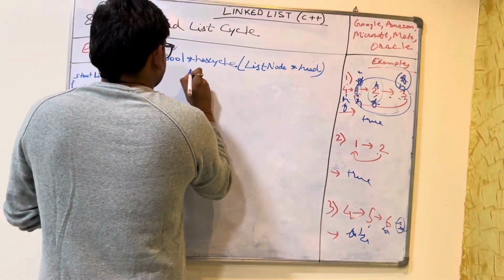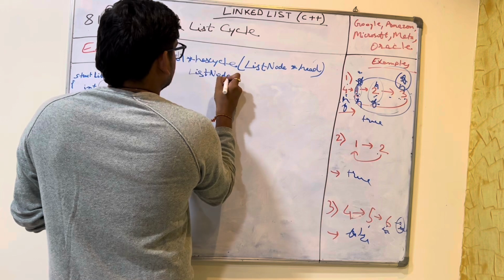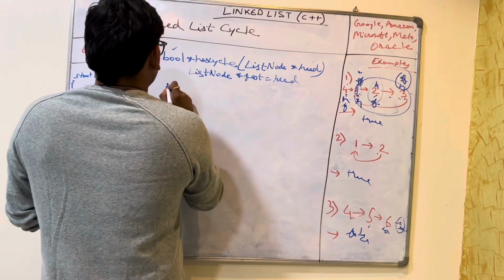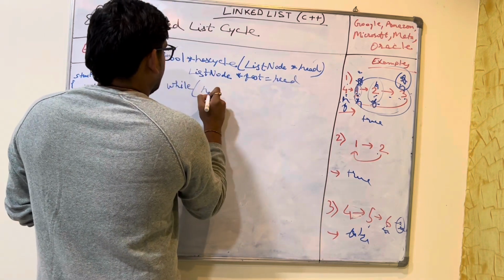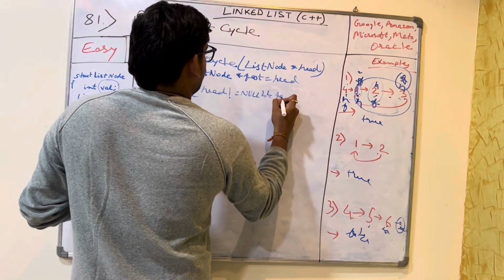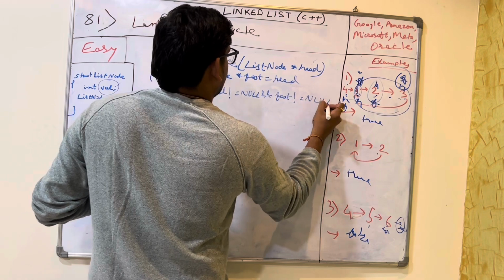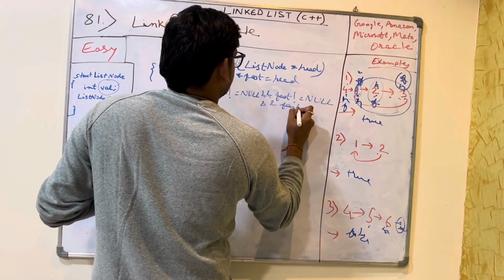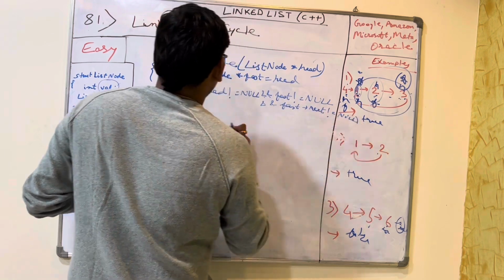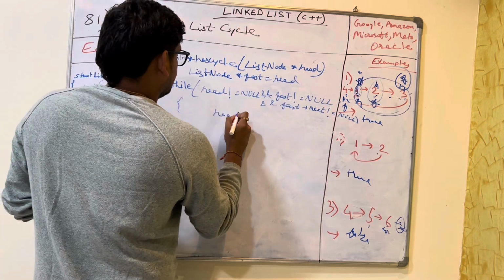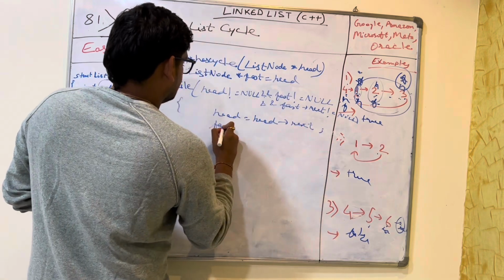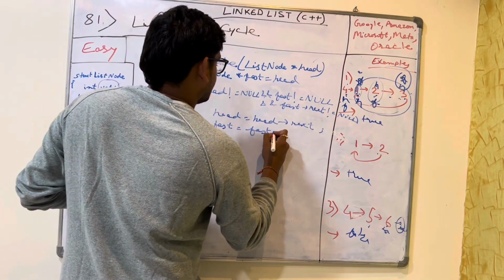So let's code it, as simple as that. ListNode fast is equal to head. Okay, so while head not equal to null and fast not equal to null and fast next not equal to null, right? We move head is equal to head next, fast is equal to fast next next.